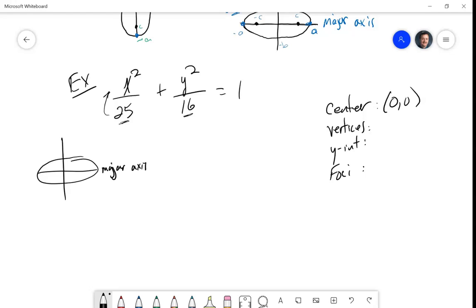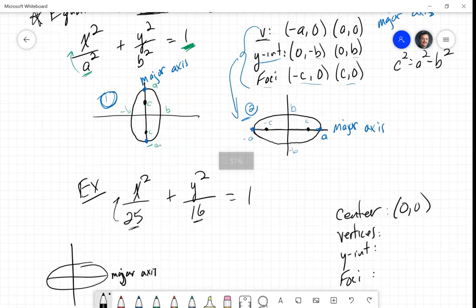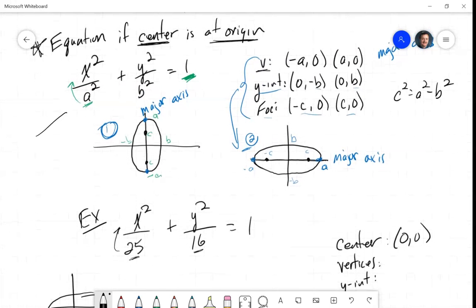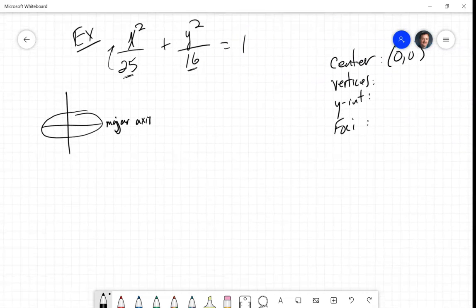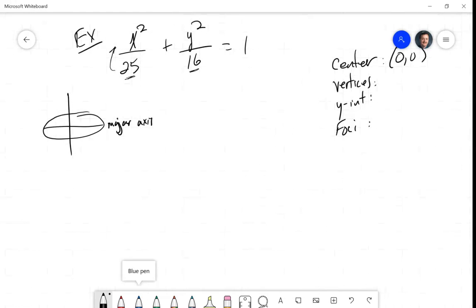Okay, so now I need to think about what's going on. Well, if you'll remember, the numbers on the bottom, or our denominators, are a squared and b squared. Not a and b, but a and b squared. So if this is a squared, and if this is b squared, then a in this situation would be 5, and b in this situation would be 4.